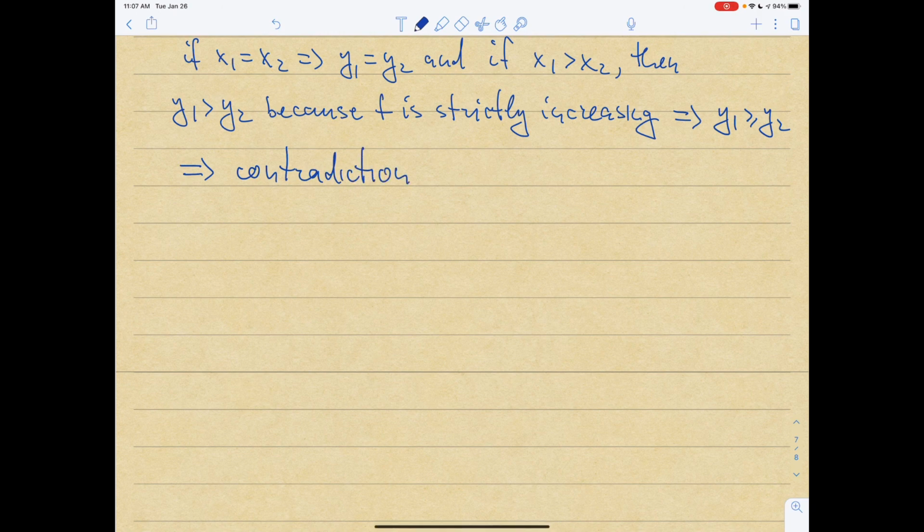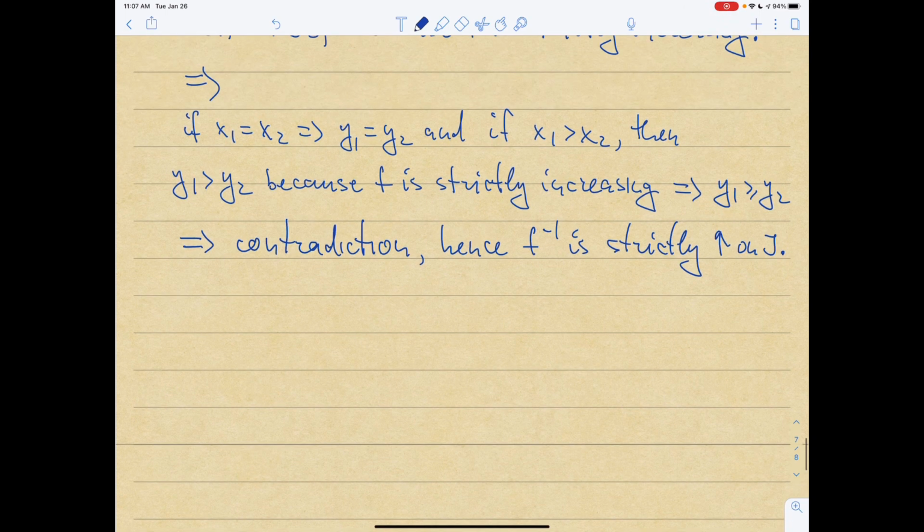And because it's a contradiction, the function f inverse is strictly increasing on J. Right, so that is a proof of this fact.